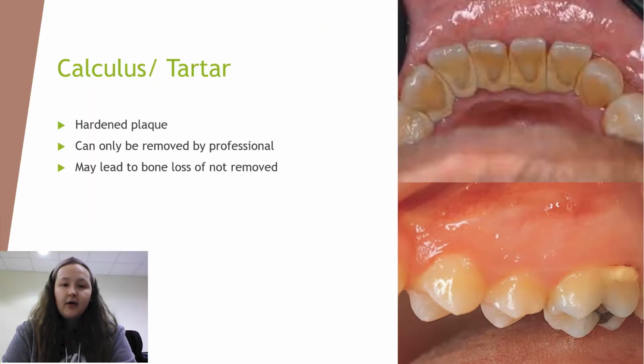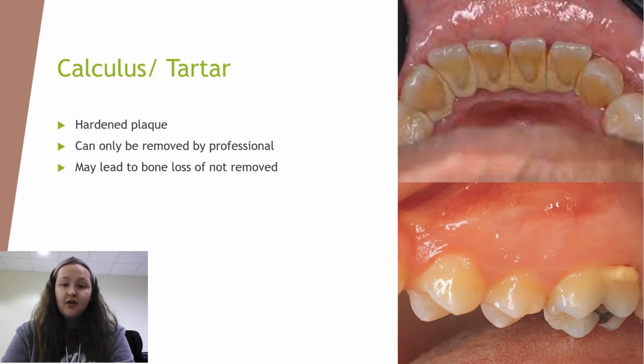Lastly, we have calculus, or a lot of people know it as tartar. This is the accumulation of plaque as it hardens. So the stuff that we just talked about in the last slide, that soft stuff, if it stays on your tooth for too long, it will harden and become calculus. This stuff cannot be removed by brushing. This stuff has to be removed by a professional, a dentist, a dental hygienist.